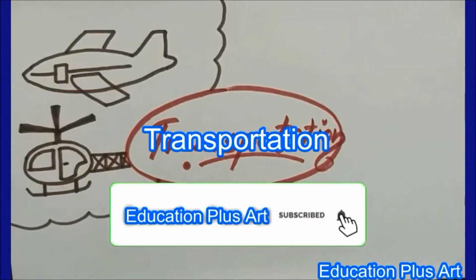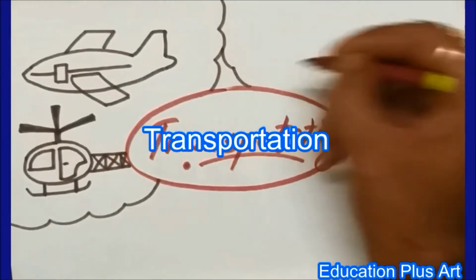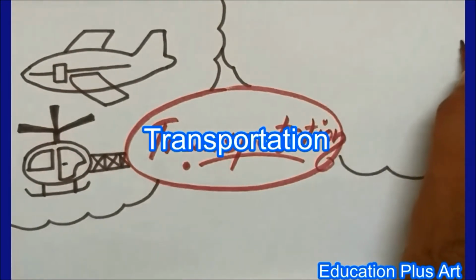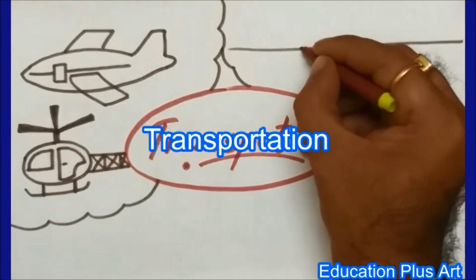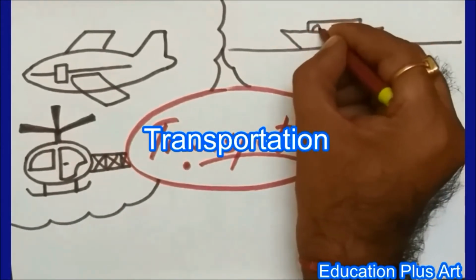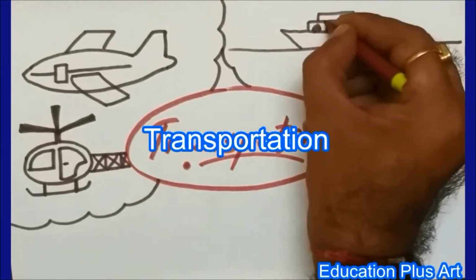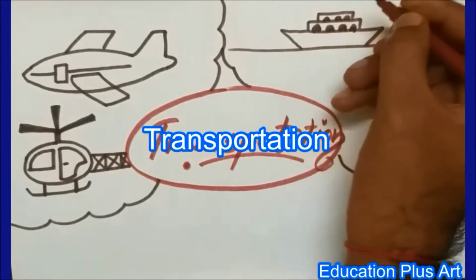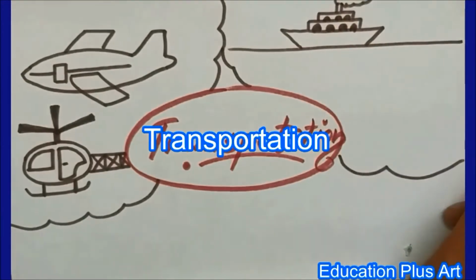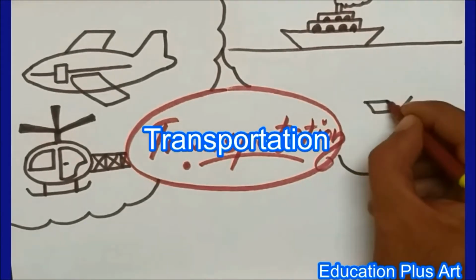Now I am going to take water transportation. In this passage, here is my water. Here is a big steamer, like a cruise where people are going to stay, or they can also move from one place to another. This is my steamer.